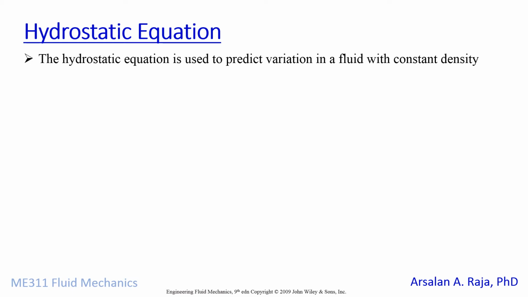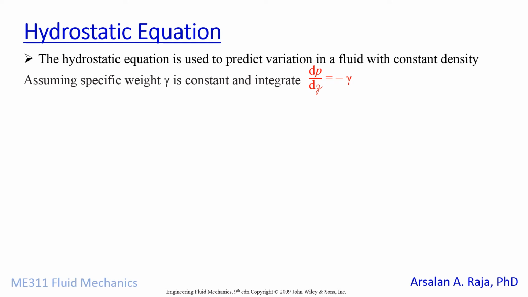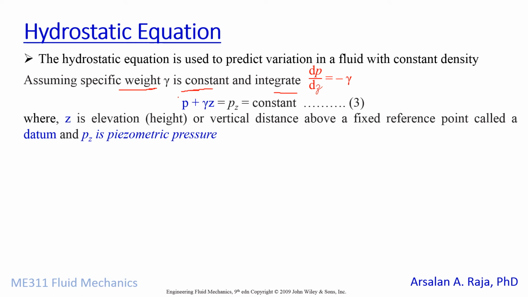So the hydrostatic equation is used to predict variation in the fluid with a constant density. So when we say the fluid is the same, the density is constant. So assuming specific weight is constant because the density is constant, integrate this equation and you will end up with a simple relationship, which is P plus gamma Z is equal to a constant, where this term is equal to piezometric pressure, where Z is the height, simple elevation or vertical distance above a fixed reference point called the datum, and Pz is the piezometric pressure.